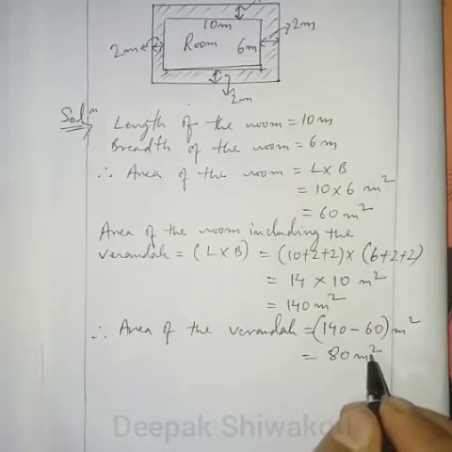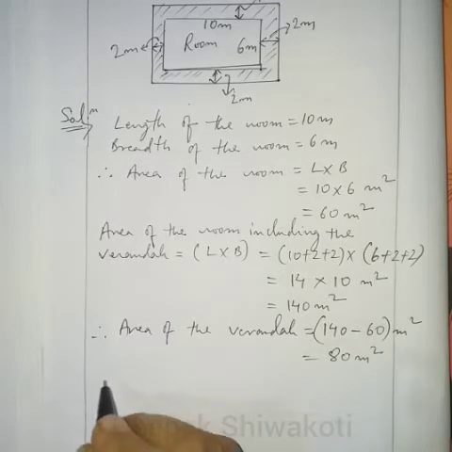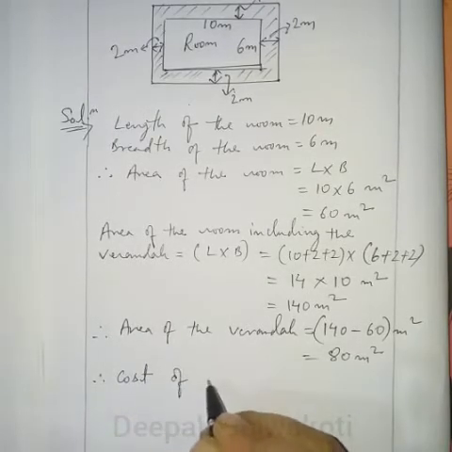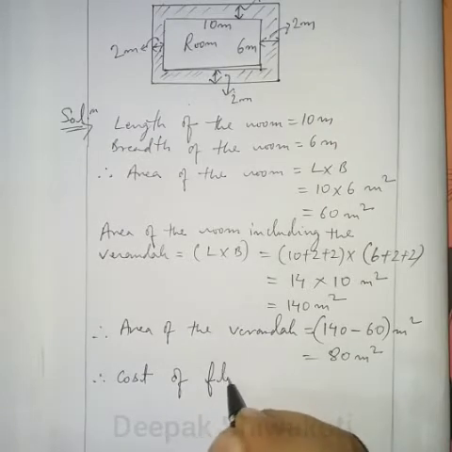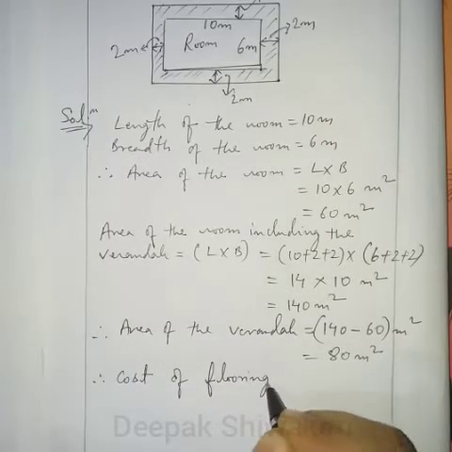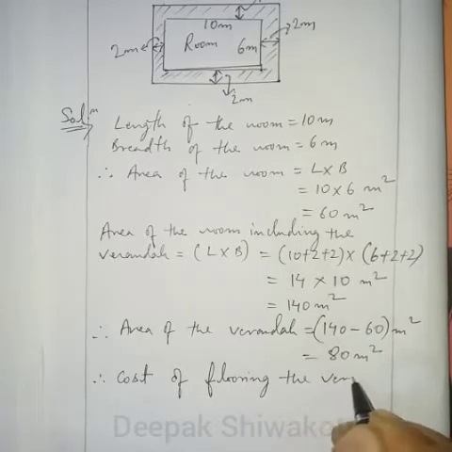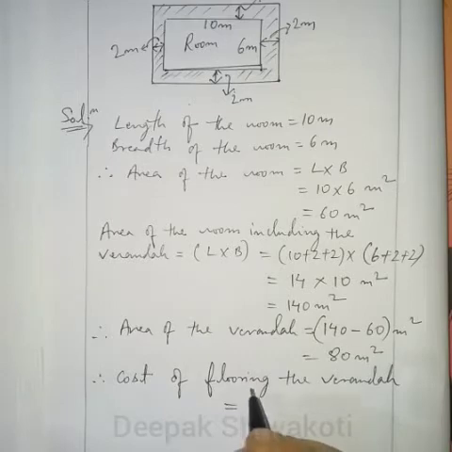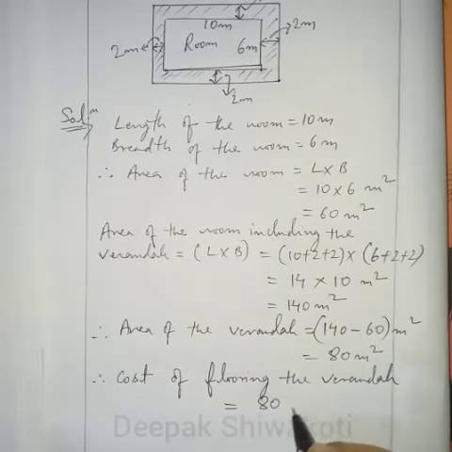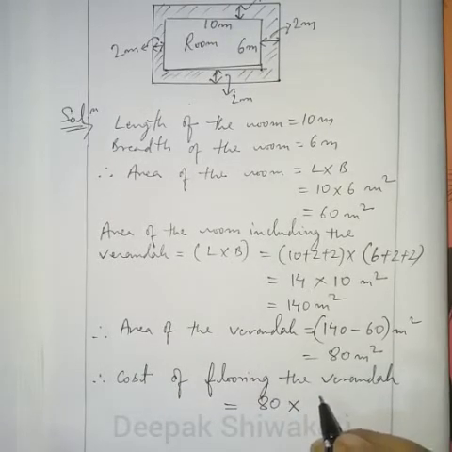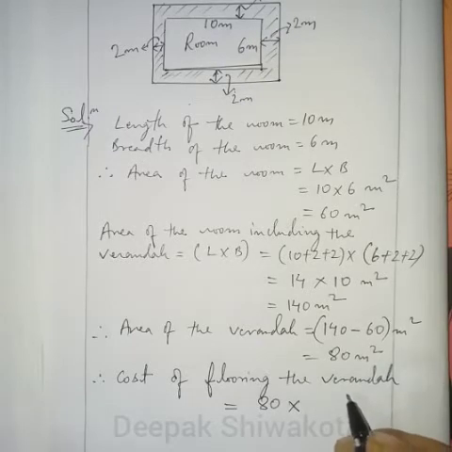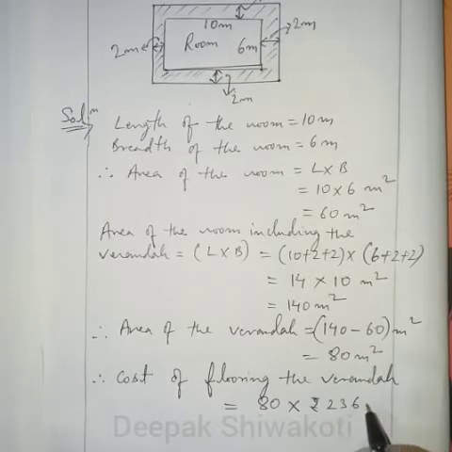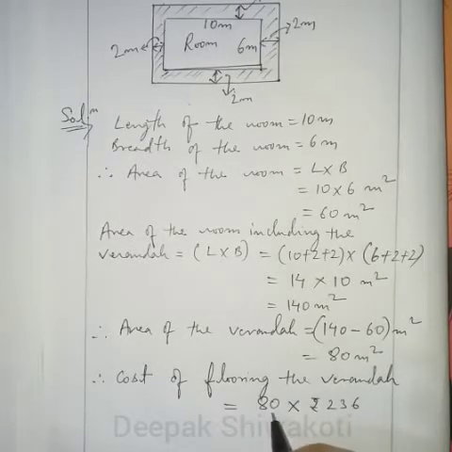Now the cost we have to find. Therefore, cost of flooring the veranda will be equal to 80 into how much? Per meter square it is given as 236 rupees, 236 per meter square. So here 80 meter square.